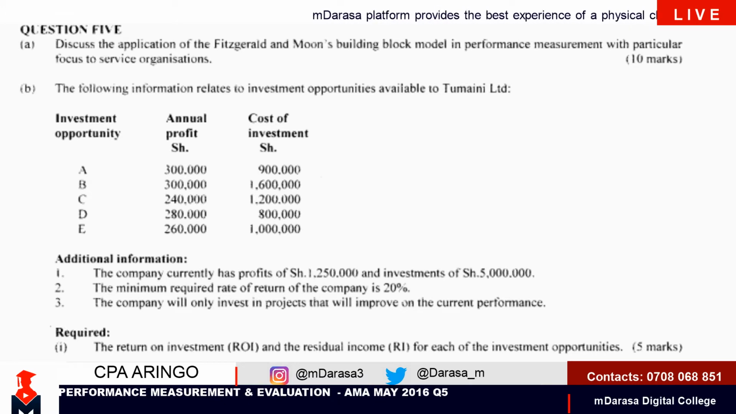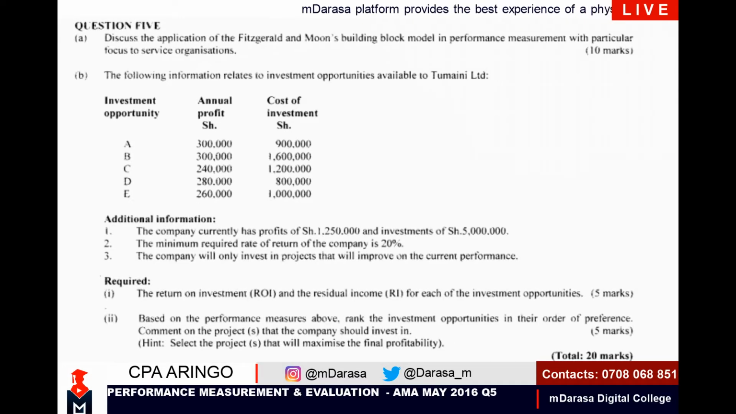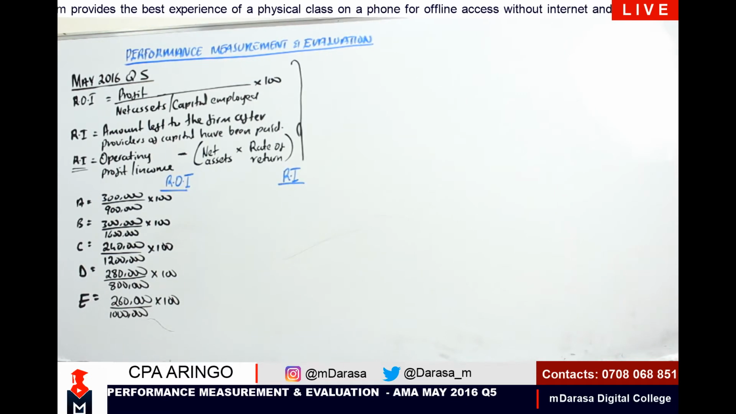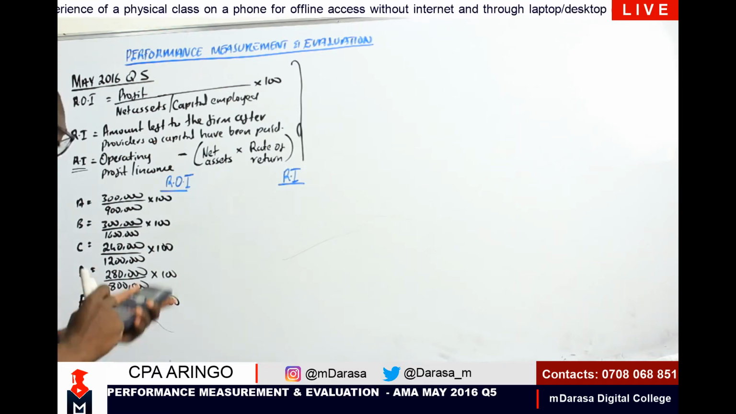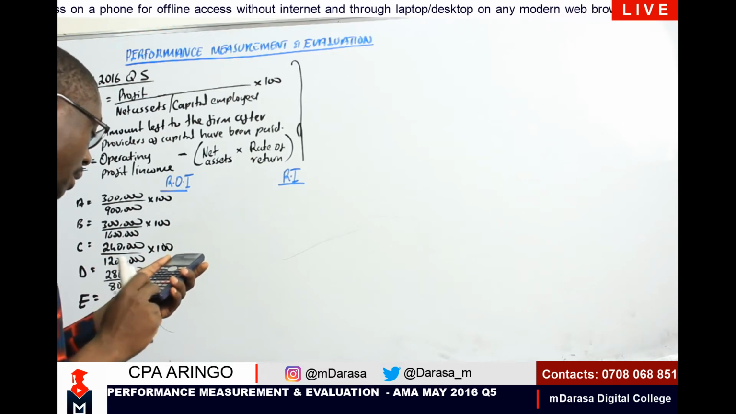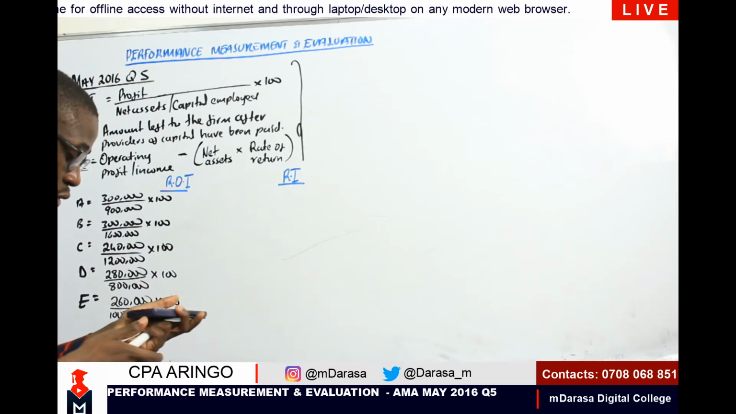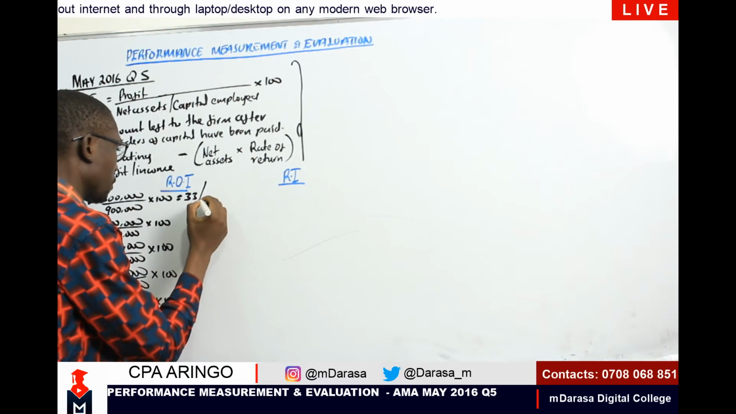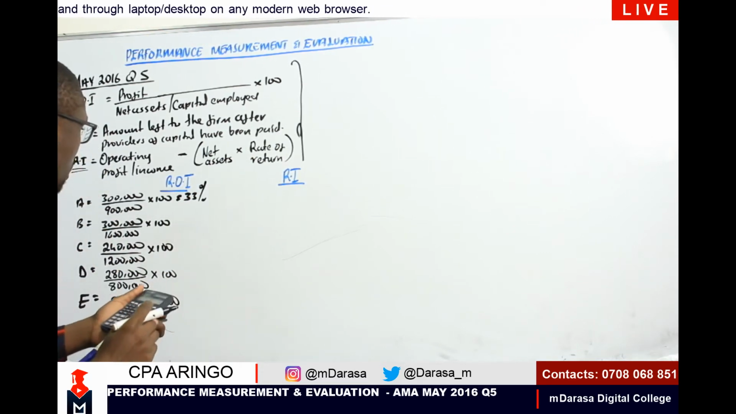So I believe you are all good. So let us continue. That is what we have there. Let us divide that and see what will be our ROI, what will be our return on investment. The first case, you can clearly see I'm having 300, we divide by 900 times 100, that should give us 33%, right? On my case, I'm getting 33.33%.